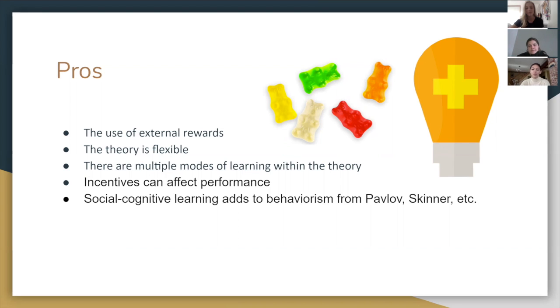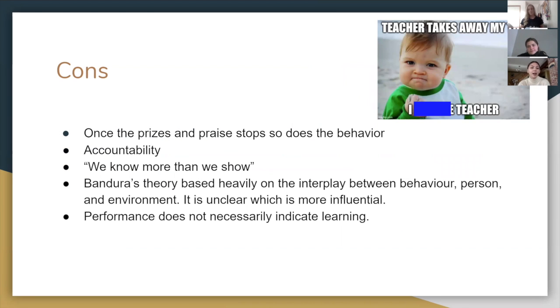Now we'll move into the cons. Through the use of external rewards, if you take them away, like a prize or praise, that could stop the behavior completely. Also, looking at accountability, when the main influence is the environment, the student can sometimes lack accountability for their own actions. The influence is placed more on the people in the community rather than the child's decisions in taking on the new information.